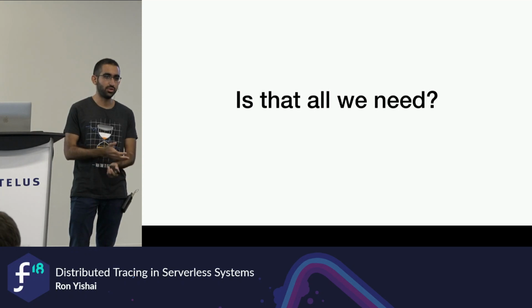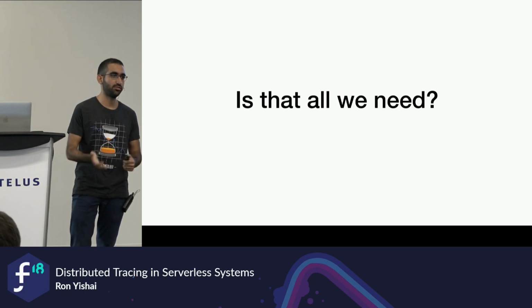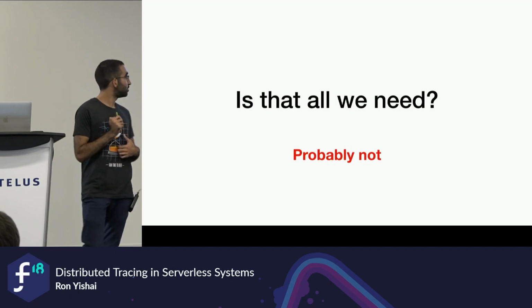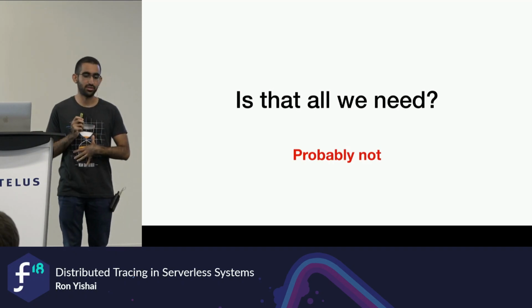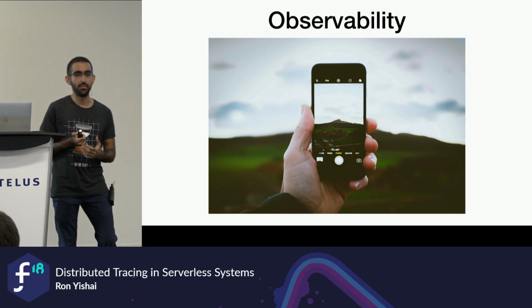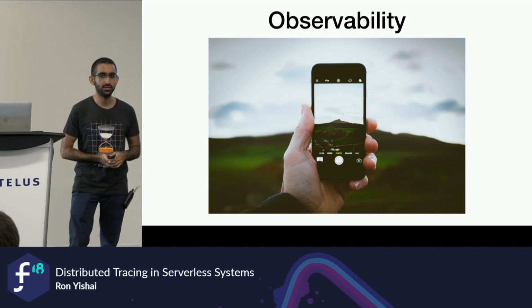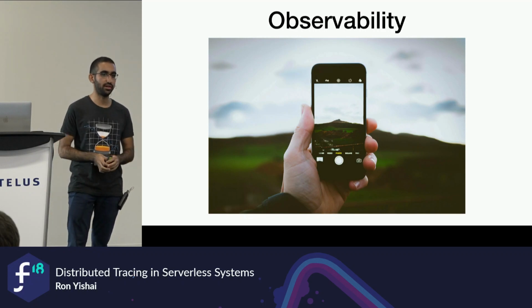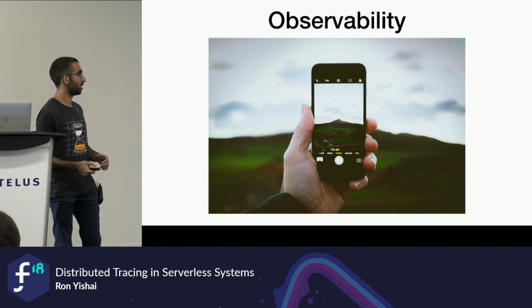Is that enough? Did we solve the problem of monitoring if we have this kind of automated distributed tracing? In fact, we still think that is not enough. What we need is observability. Observability means that I want to understand what's going on in my system, and not only the parts that are failing. Is it doing what I designed it to do?